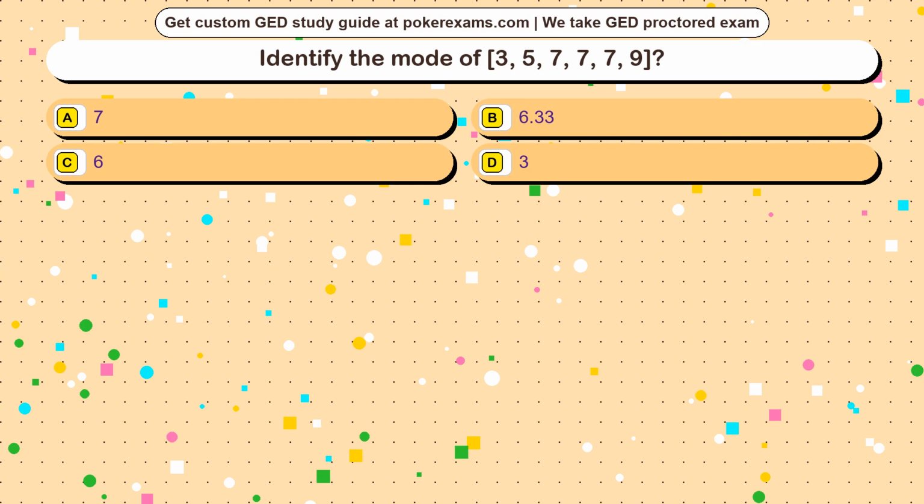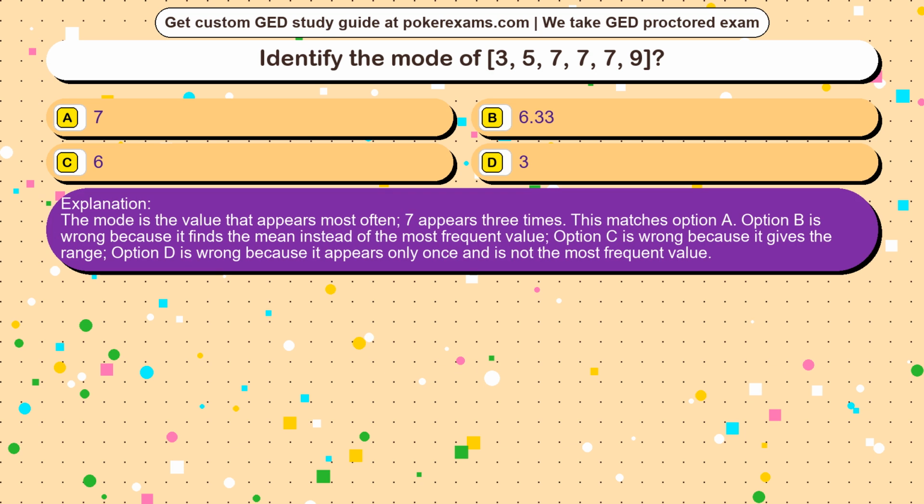The correct answer is option. The mode is the value that appears most often. 7 appears 3 times. This matches option A. Option B is wrong because it finds the mean instead of the most frequent value. Option C is wrong because it gives the range. Option D is wrong because it appears only once and is not the most frequent value.